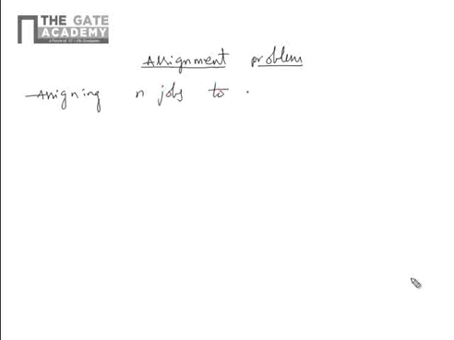Assignment problem. Assignment problem is the problem of assigning n jobs to n machines. Assigning n jobs to n machines.